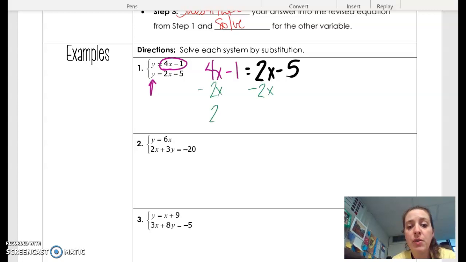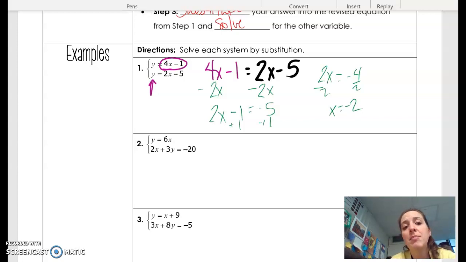So I subtract that 2x. And then I'm going to add my 1 to both sides. So I end up with 2x equals a negative 4. So divide by 2. So x equals negative 2. Well, I'm not quite done yet. So I have to go ahead and do that final step, that step 3 from above, where I substitute this back into one of my equations. The cool thing here is it doesn't matter which equation I pick to substitute it back into, it'll work for both. So I like to pick the easiest one, and in this case they're about the same.